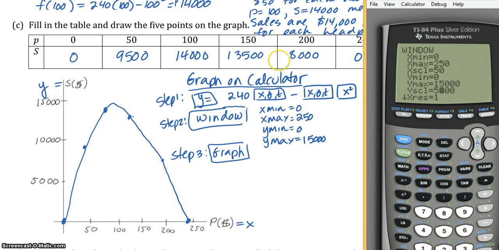The x scale and the y scale: notice how this is by 50, so I chose 50. It's how many increments you're counting by. And this one is by 5,000, so I put a 5,000 here, so it looked just like it. And then once you've gone to Window, and Window, by the way, is on the top row, on the top row on the right, there's a graph. You're going to go to this button right there, and you should get a nice graph. Each of the tick marks on the y-axis, or the vertical axis, represents the 15,000, and the horizontal represents the 250.